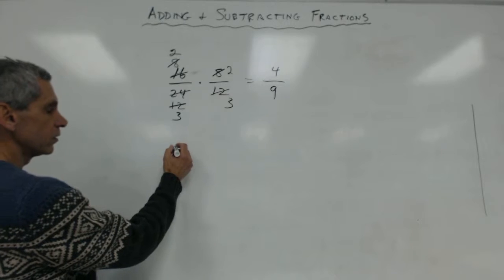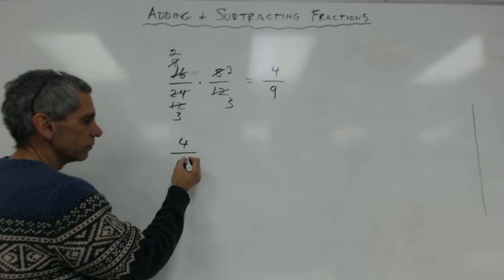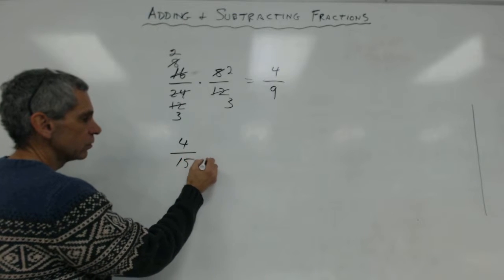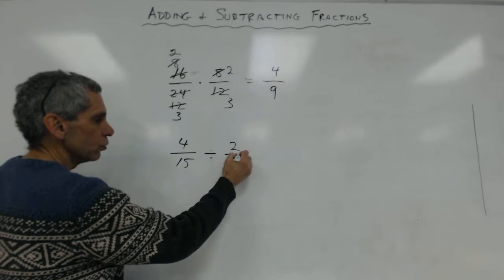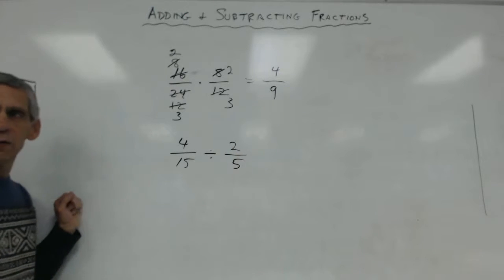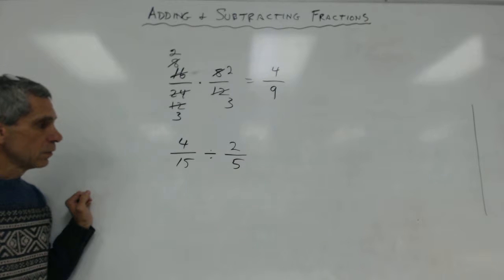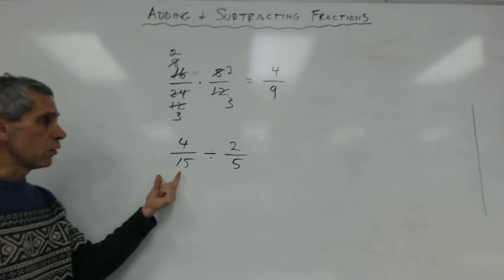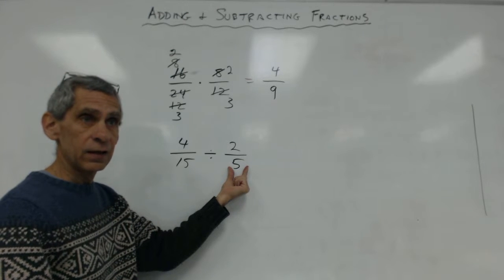Okay. What about if I'm dividing fractions? So dividing fractions, let's say I did 4/15ths divided by 2/5. Well, how do I do that? You always change this and then flip the second fraction.